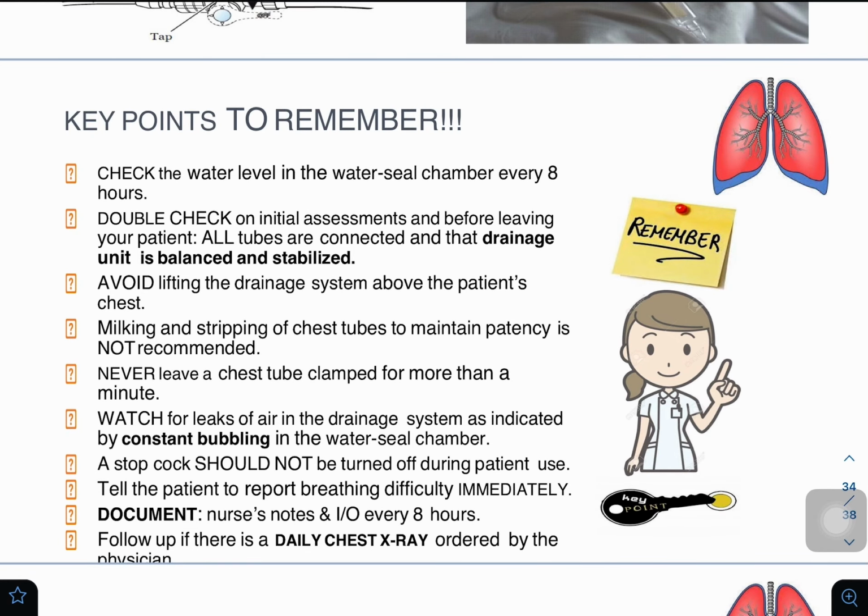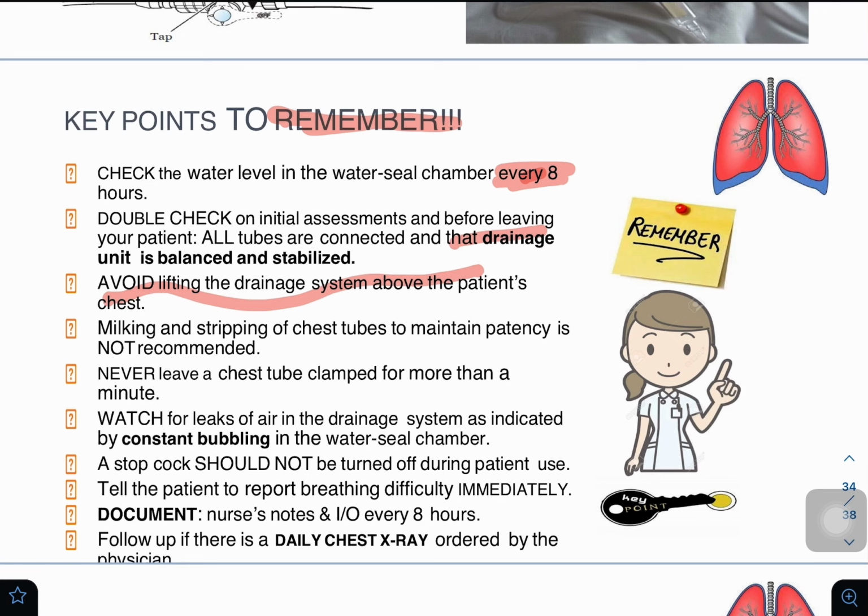A key point to remember: whenever you have put in a chest drain or you are looking after a patient with a chest drain, these points need to be mentioned in the notes or remembered so we can carry them out. Check the water level every 8 hours. Double check on initial assessment and before leaving your patient that all tubes are connected, balanced and stabilized. Avoid lifting the drainage system above the patient's chest.